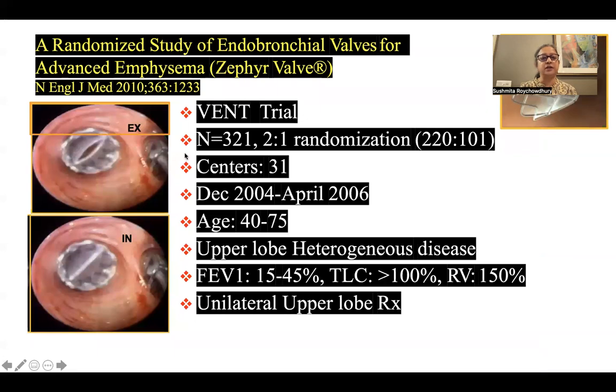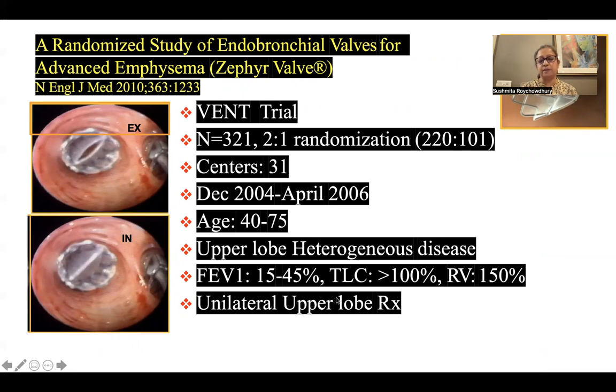So the VENT trial was done in 2010, published in the New England Journal of Medicine. As you can see, about 321 patients were taken up between the age of 40 to 75 with upper lobe heterogeneous disease, FEV1 of 15 to 45, so severe COPD with volume.